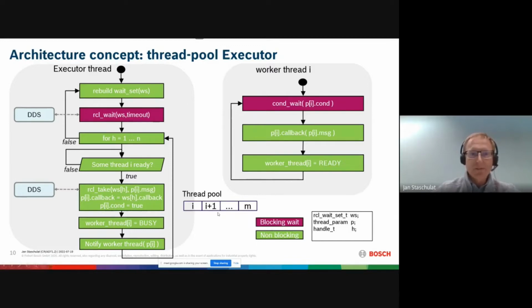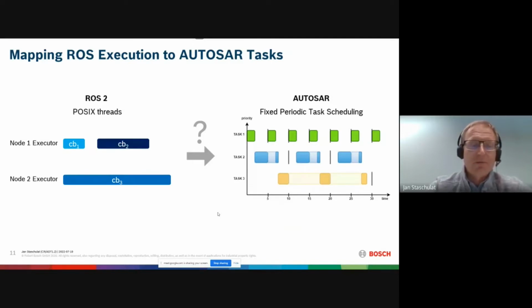Another very important aspect that we have been working on at Bosch is to port micro-ROS to AUTOSAR-based platforms. There the problem is that in AUTOSAR you have fixed periodic task scheduling, seen on the right side, where it is difficult to map these callbacks to a particular task, because the rate of certain callbacks might be very high, so you have to attach the callback to a particular period, and other callbacks might be running very long, so they also cannot be put into particular tasks.